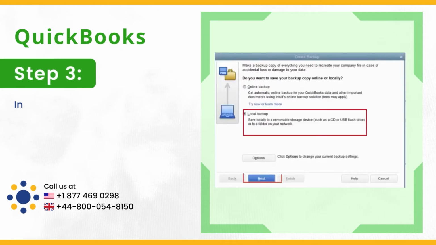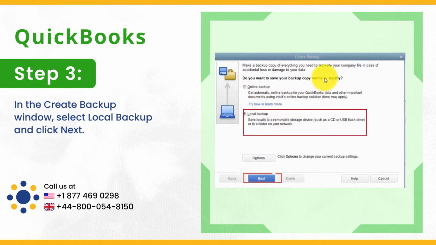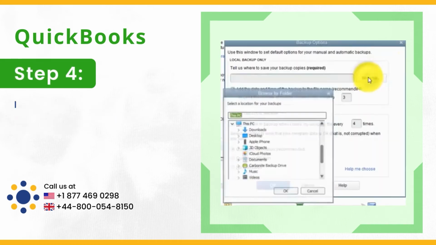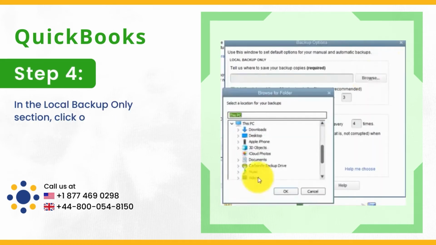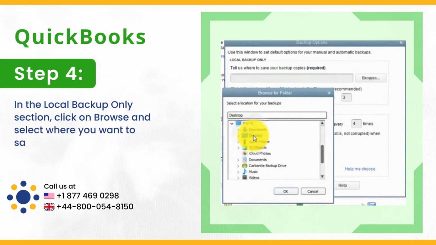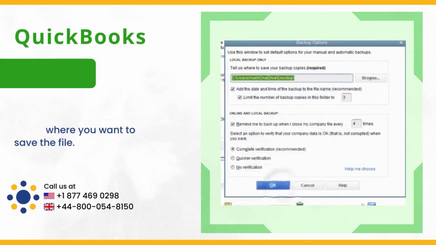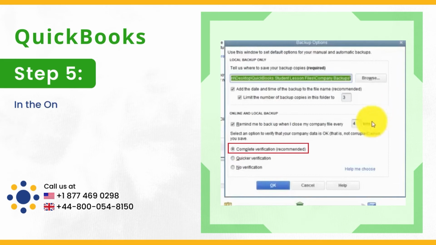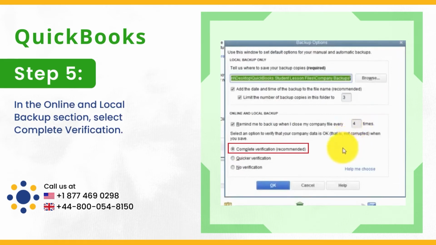Step 3, in the Create Backup window, select Local Backup and click Next. Step 4, in the Local Backup Only section, click on Browse and select where you want to save the file. Step 5, in the Online and Local Backup section, select Complete Verification.